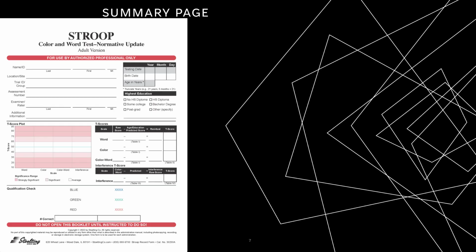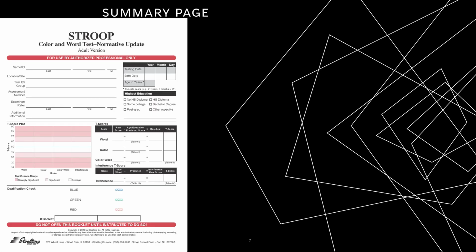For the interference score, which is a measure of predicted interference that's based on a person's performance on word and color tasks, we're going to compare that by subtracting that from their actual performance on the color word raw score. Then we'll take that difference, the interference raw score, and convert that to a T-score. So that's the steps we'll go over.